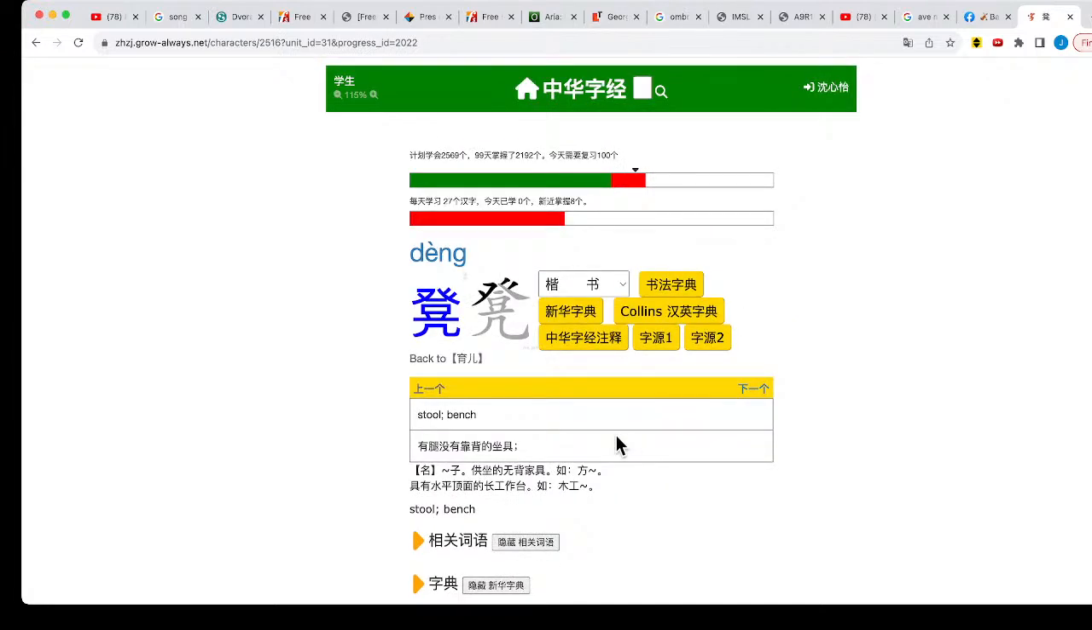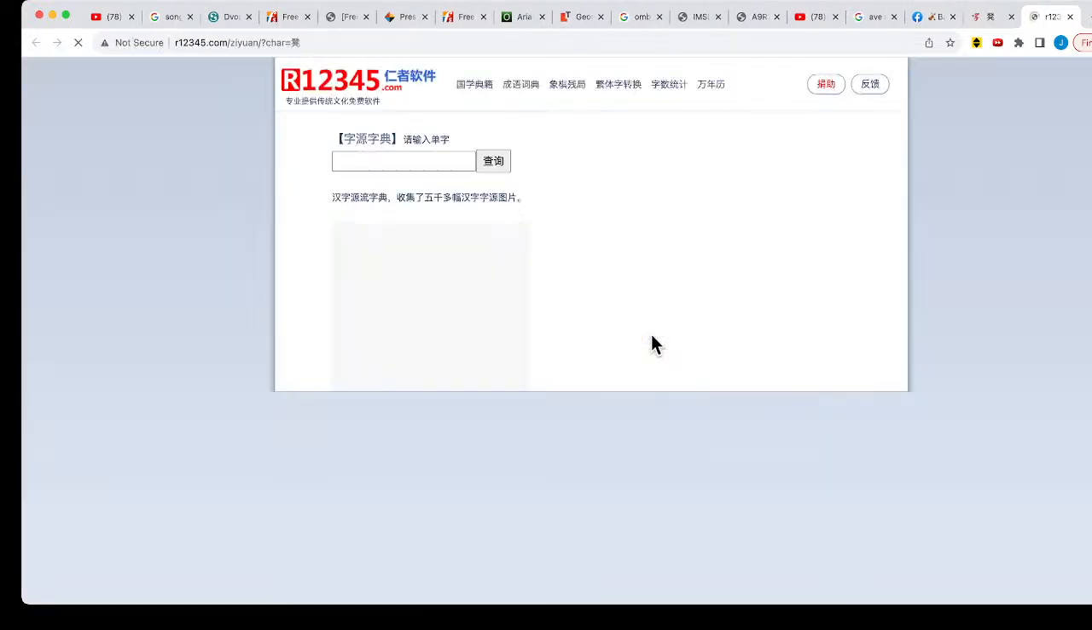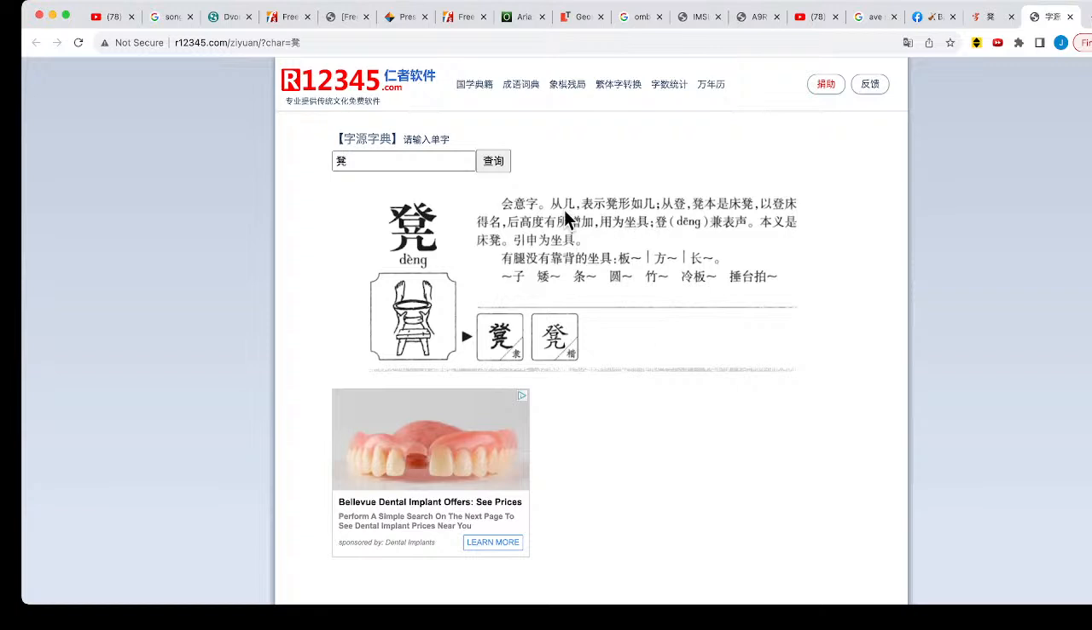凳. Okay, 凳 is a stool or bench. Basically, that is a piece of furniture for sitting, but without a back for leaning on. Okay, so any type of this kind of sitting instrument is called 凳. Let's take a look at it. And so this one, you can see that on the bottom there's a 几. Okay, on the top is the 登.